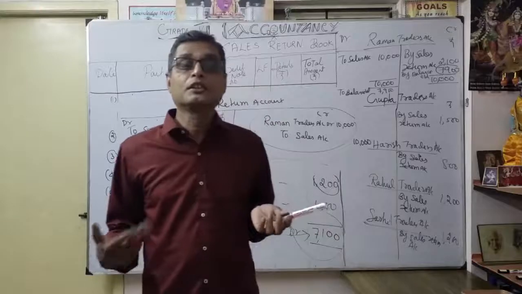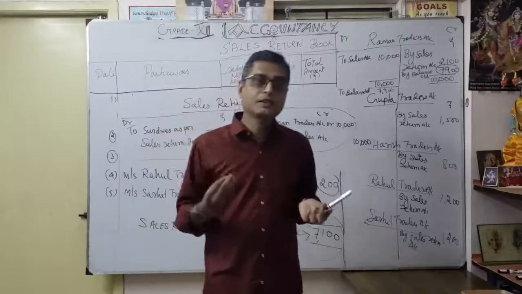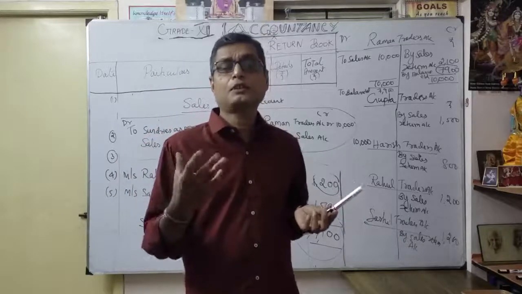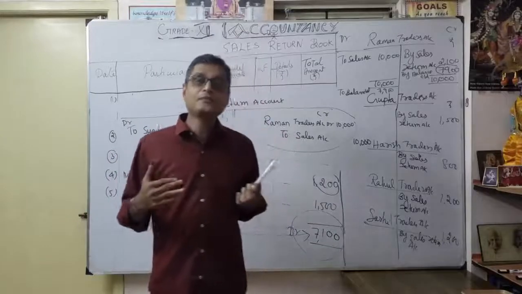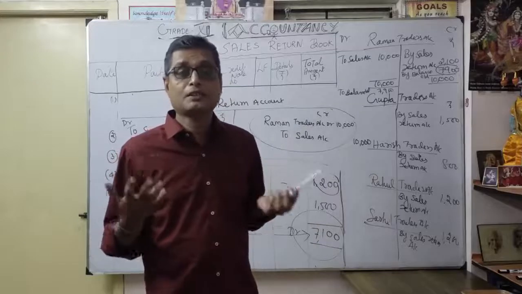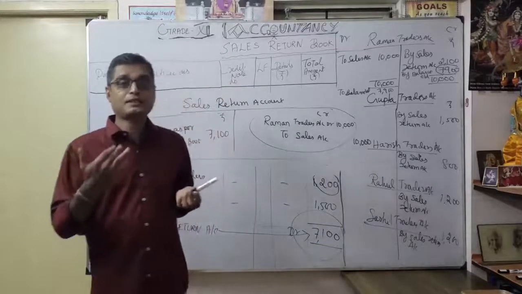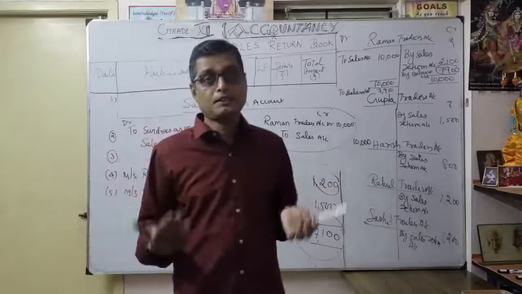Later what will happen? Due to any quality defect, or any damage, or because the supplier did not send according to the sample, we return the goods to the supplier. That's why we maintain the purchase return book, only for credit purchases. Any credit purchases we made earlier, now go back as returns. We write them in the purchase return book.